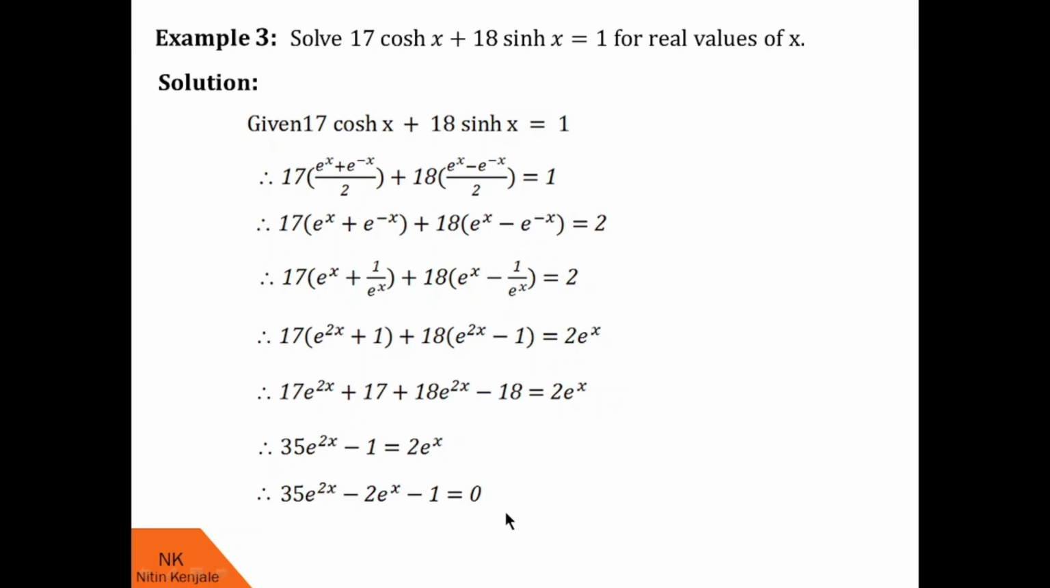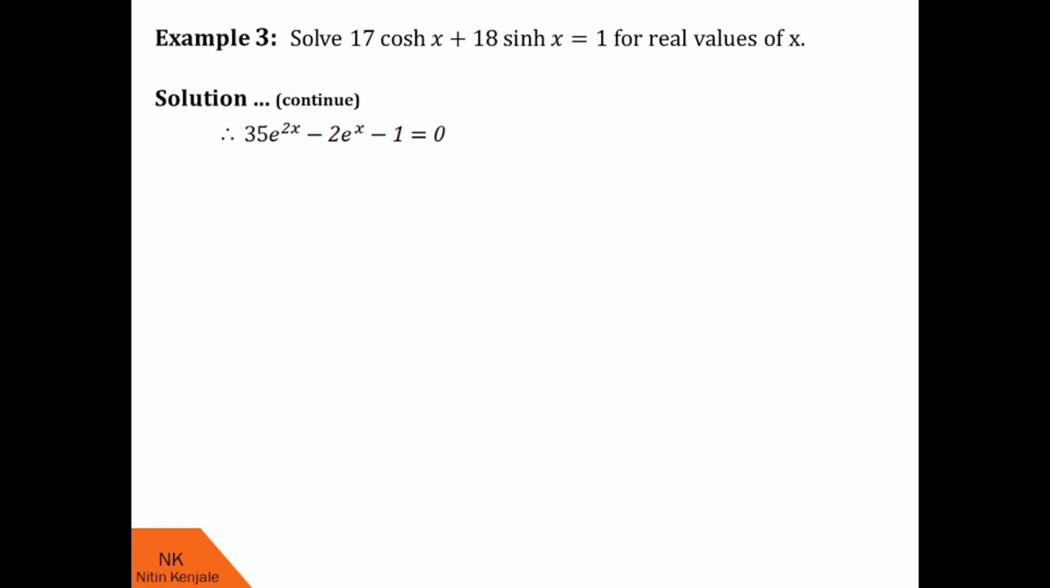This is a quadratic equation in e raised to x. Let us solve this. We can write this equation as 35 e raised to 2x minus 7 e raised to x plus 5 e raised to x minus 1 is equal to 0. I have just written that minus 2 e raised to x as minus 7 e raised to x plus 5 e raised to x. Now from these two terms, we will take out 7 e raised to x common.